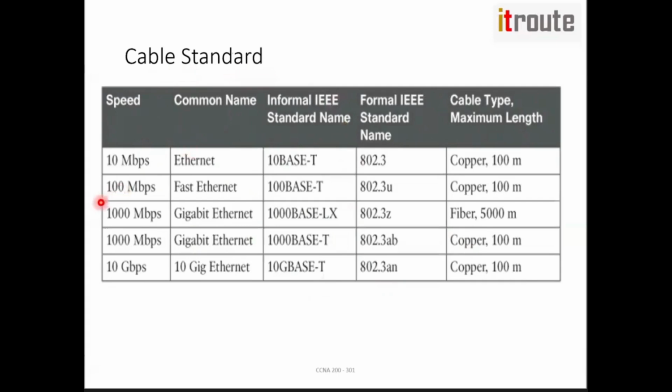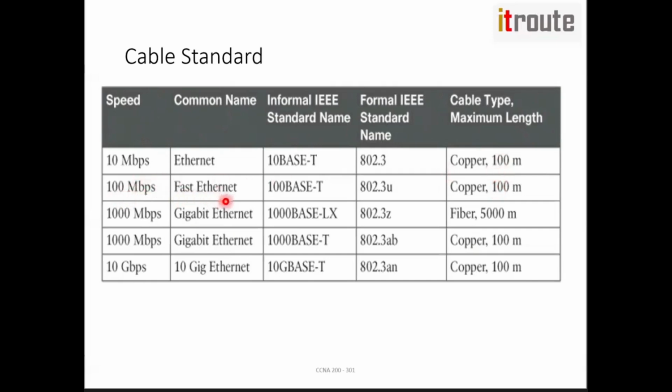Now, cable standard. This is the speed we have: 10 Mbps, 100 Mbps, 1000 Mbps, and 10 Gbps. These are the speeds we have in our network connectivity. Like 10 Mbps, common name Ethernet, IEEE standard name 10BASE-T, formal IEEE standard 802.3, cable type copper, and the maximum distance they support is 100 meters. For any copper cable, the maximum distance is 100 meters.